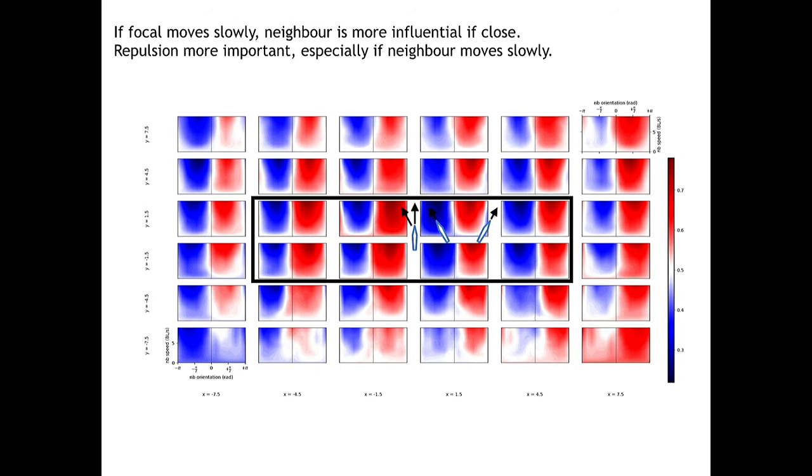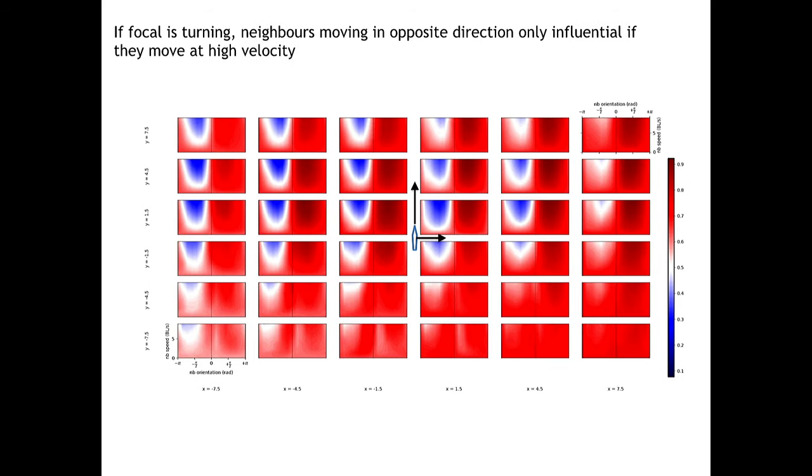Now, another variable was the velocity of my focal animal. If I plot the same thing as before, but for my focal going at low velocity, you can see that it's only this region that is more important. There's still repulsion in some regions. Repulsion is more important than before, and it's more restricted in space. So how it reacts to a neighbor depends also on the velocity of the focal, and as well on the acceleration normal to the velocity.